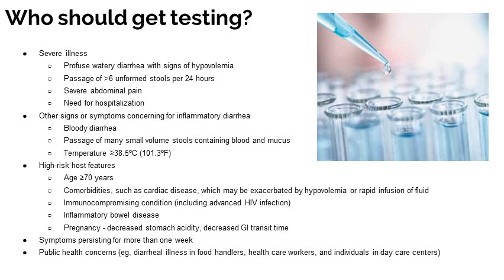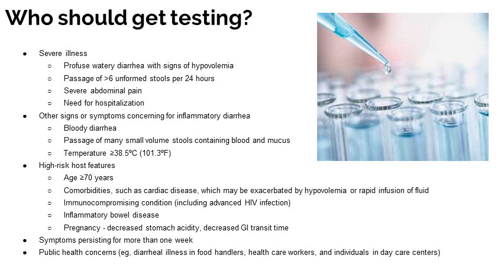So that brings us to the question, who should be tested? These are the indications for ordering those types of tests and considering other diagnostic options in patients. The first is severe illness. If you have profuse watery diarrhea with signs of hypovolemia, meaning they're not looking well, you might consider testing. If there's passage of greater than 6 unformed stools per 24 hours, if the patient's having severe abdominal pain that's not relieved, and if they need hospitalization, it can help you identify and confirm your diagnoses.